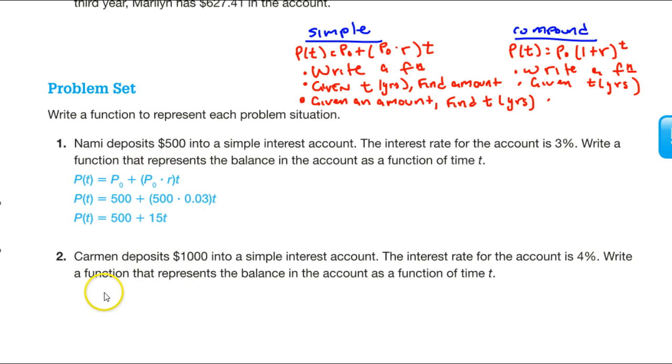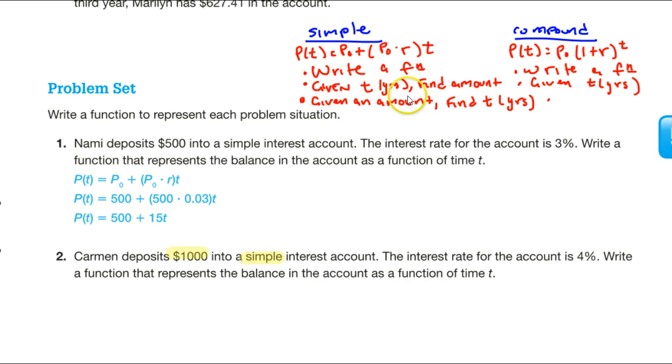Let's take a look at number 2. It says Carmen deposits $1,000 into a simple interest account. So there's a few things we have to annotate or highlight. So here's $1,000, and here's simple interest. The interest rate for the account is 4%. Write a function that represents this balance.